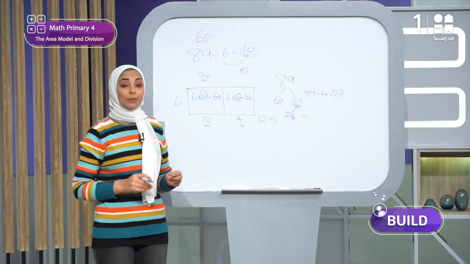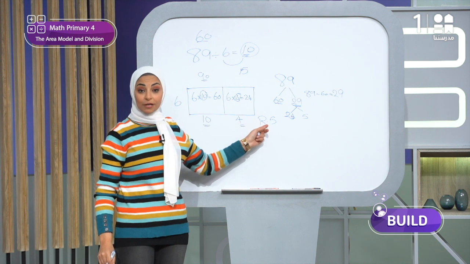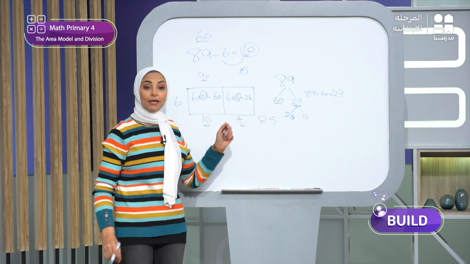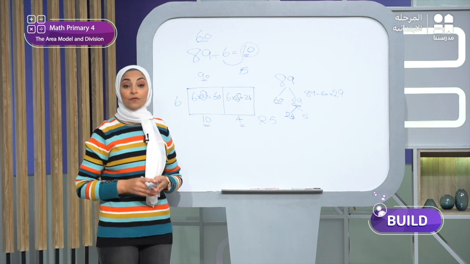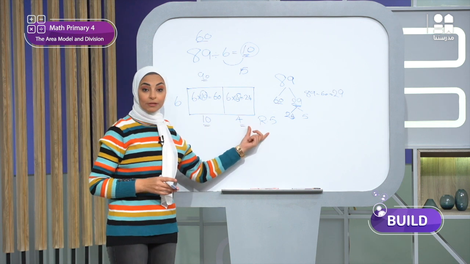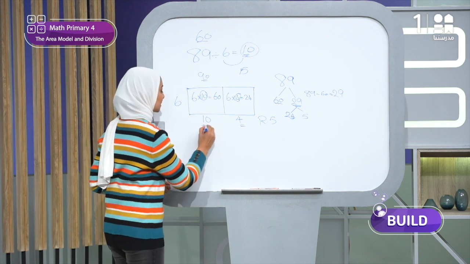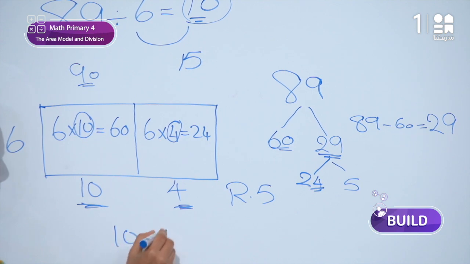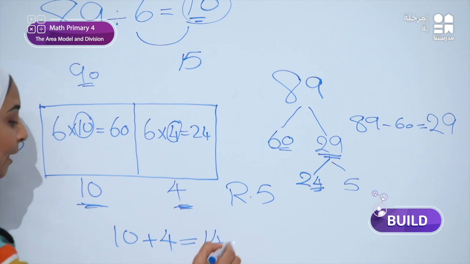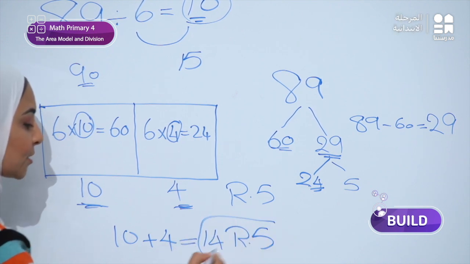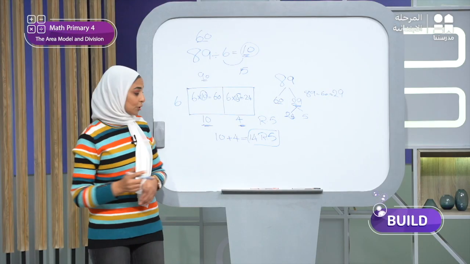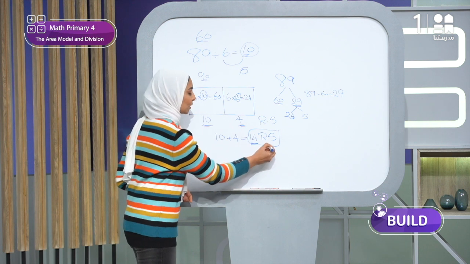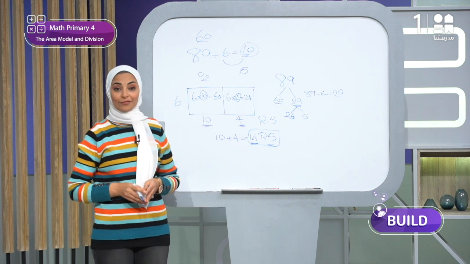Okay, make sure that the remainder must be less than the divisor. Okay, so 5 less than 6, which is the divisor. So the answer of this problem is what? The answer of this problem, I will add these parts or these numbers. The answer will be 10 plus 4, right? 10 plus 4 equals what? 14 only. Take care equals 14, and I have remainder 5. So the answer is 14 and remainder 5. So each class will take 14 books. كل class هياخد 14 books وهيبقى عندي remainder 5 books left.